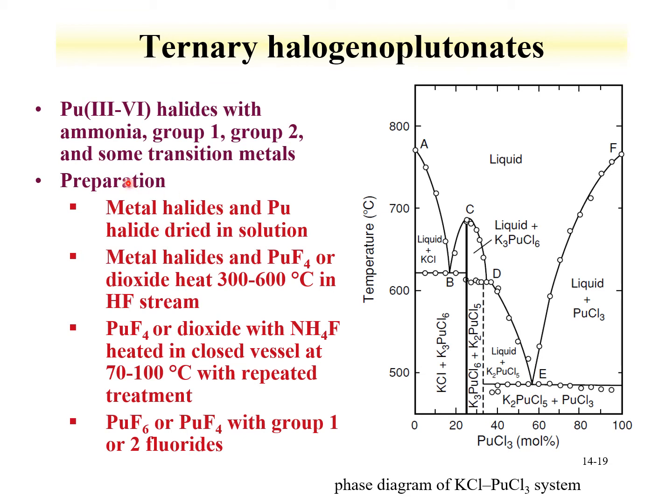These materials can be prepared from metal halides and plutonium halide. You can just dry them directly in a solution, or the halides and the tetrafluoride or the dioxide can be heated in an HF stream. These are for the fluoride systems. And the chlorides can be prepared with similar routes using either the tri- or the tetraplutonium chloride.